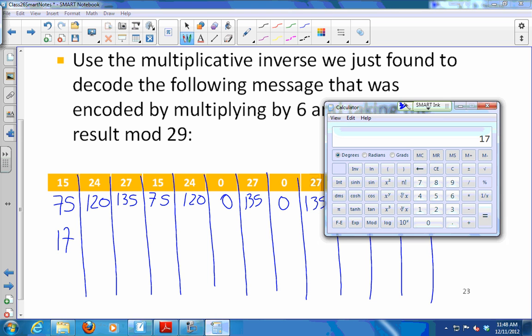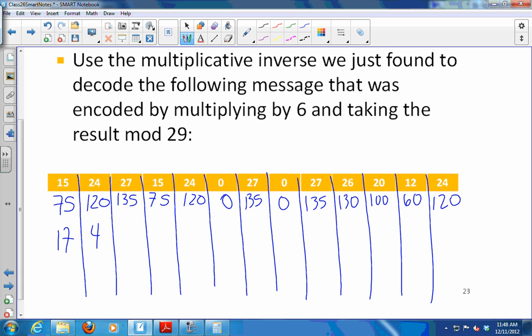120 minus 29 minus 29, 4. Okay, 135 would be 19, I think. 75 we know was 17. 120 is 4. 0 is already small enough. We'll just leave it 0. 135 we know was 19 because we already did it. 0 is already small enough. 130 would be 24.